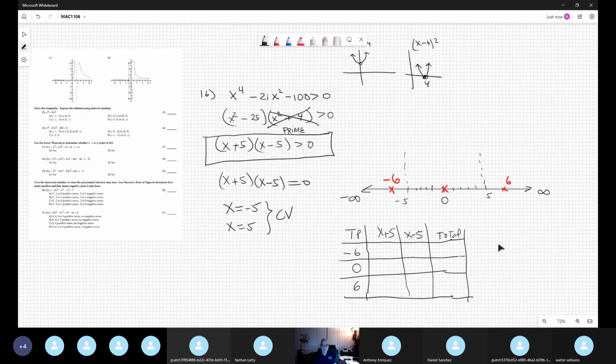And you evaluate: -6 plus 5 is -1, -6 minus 5 is -11, negative, and this is positive. Negative times negative, no? 0 is positive, this is negative, the answer is negative. And 6 is positive, it's 11. And 6 minus 5 is 1, positive 1 is positive. So the important column is the last column.